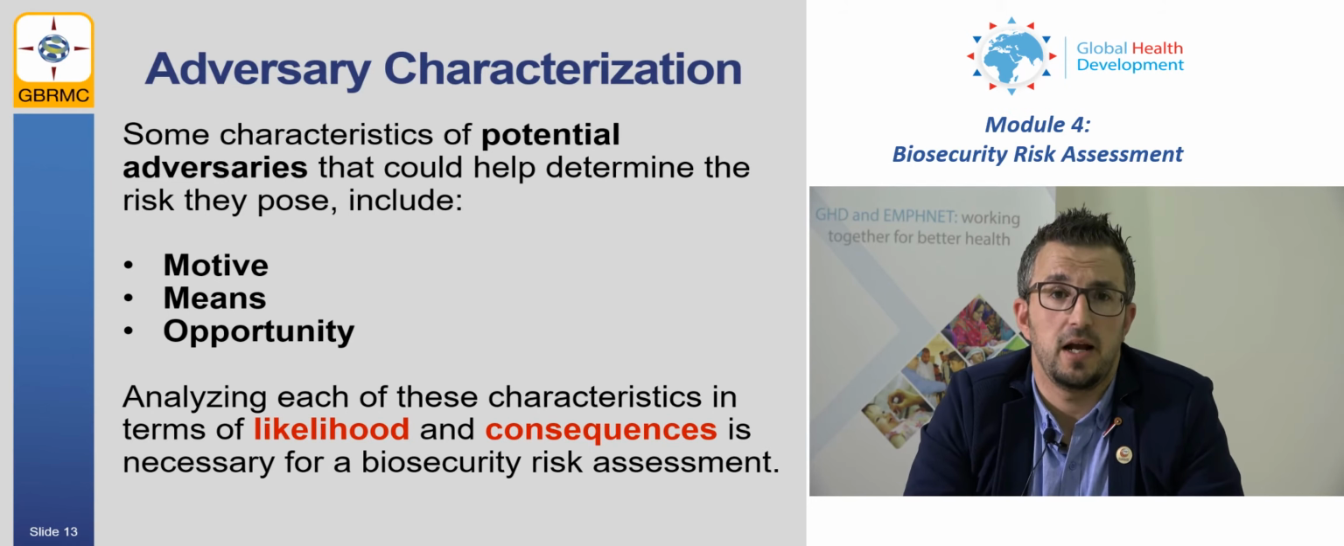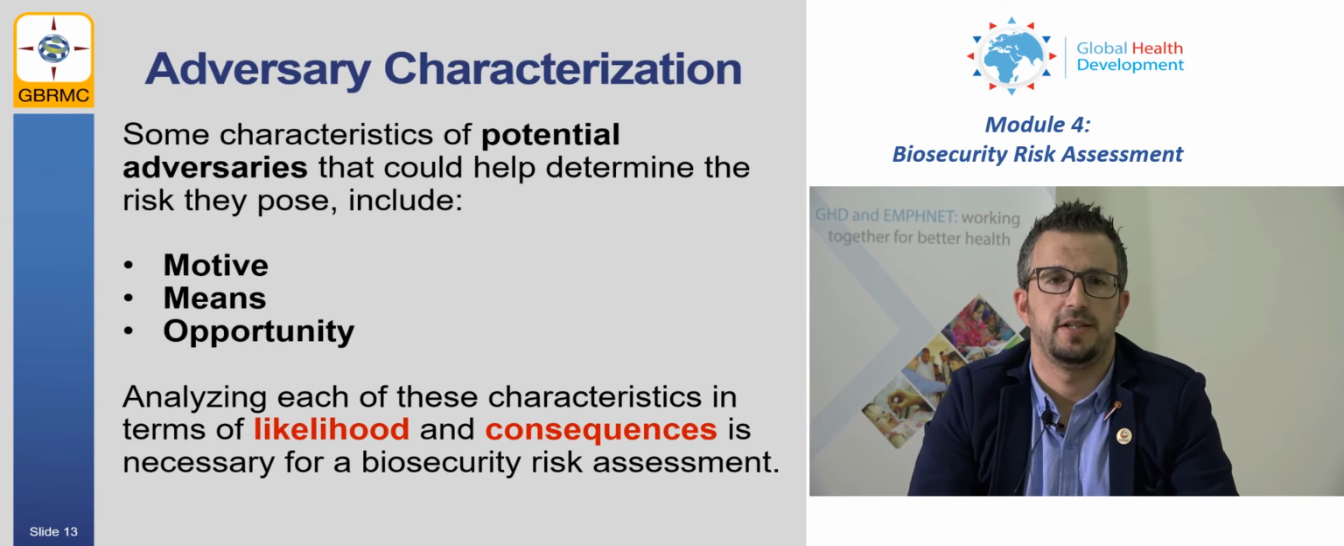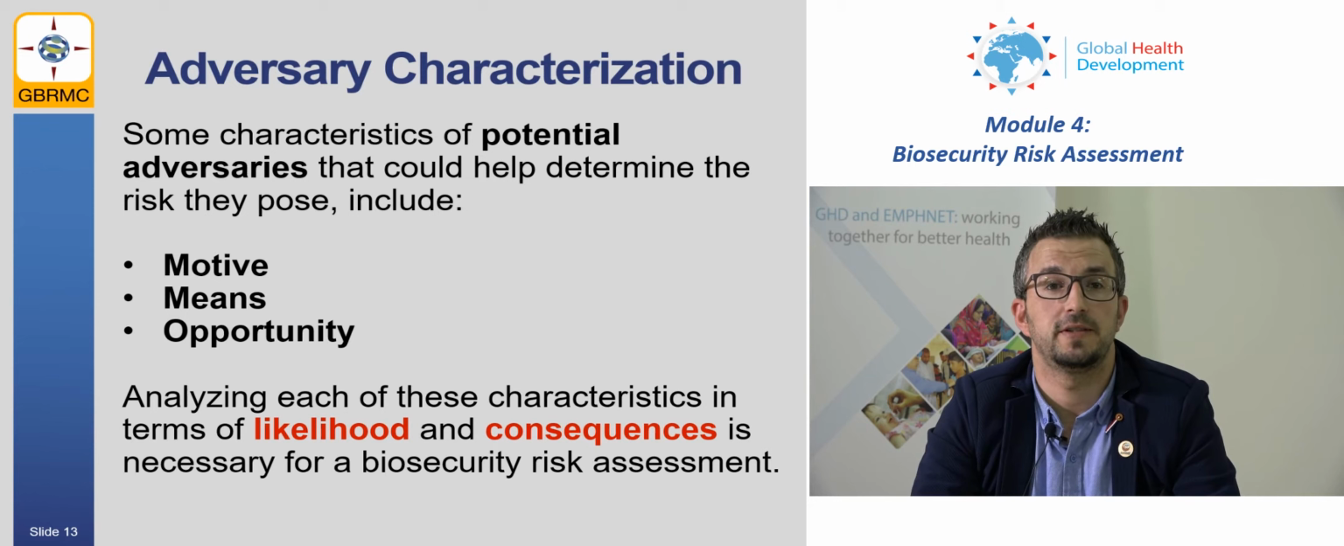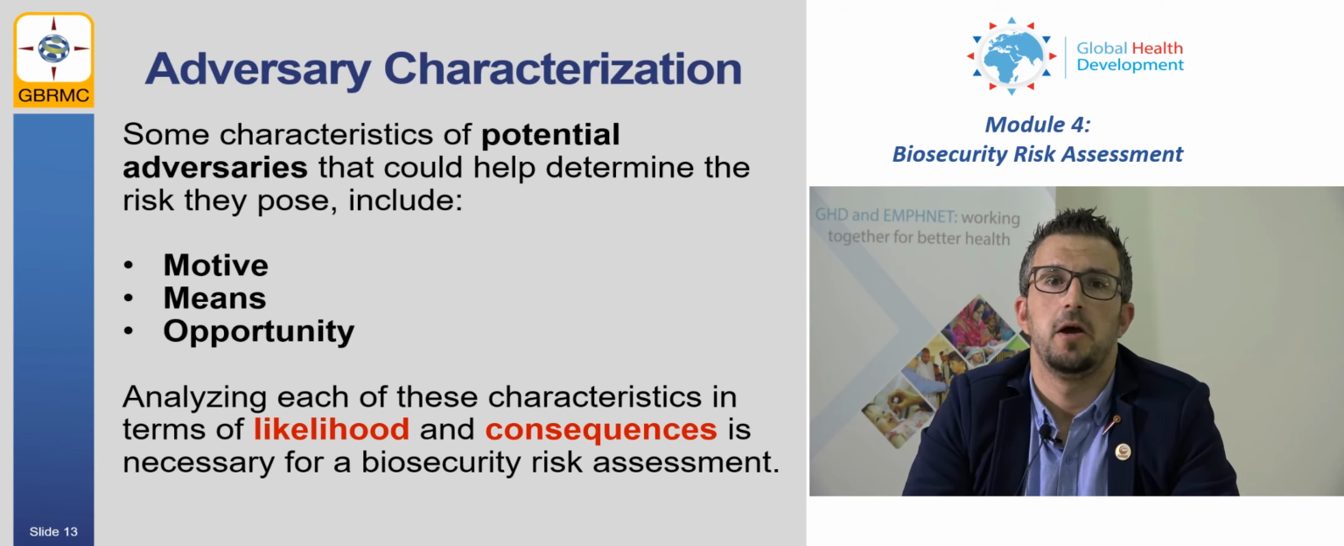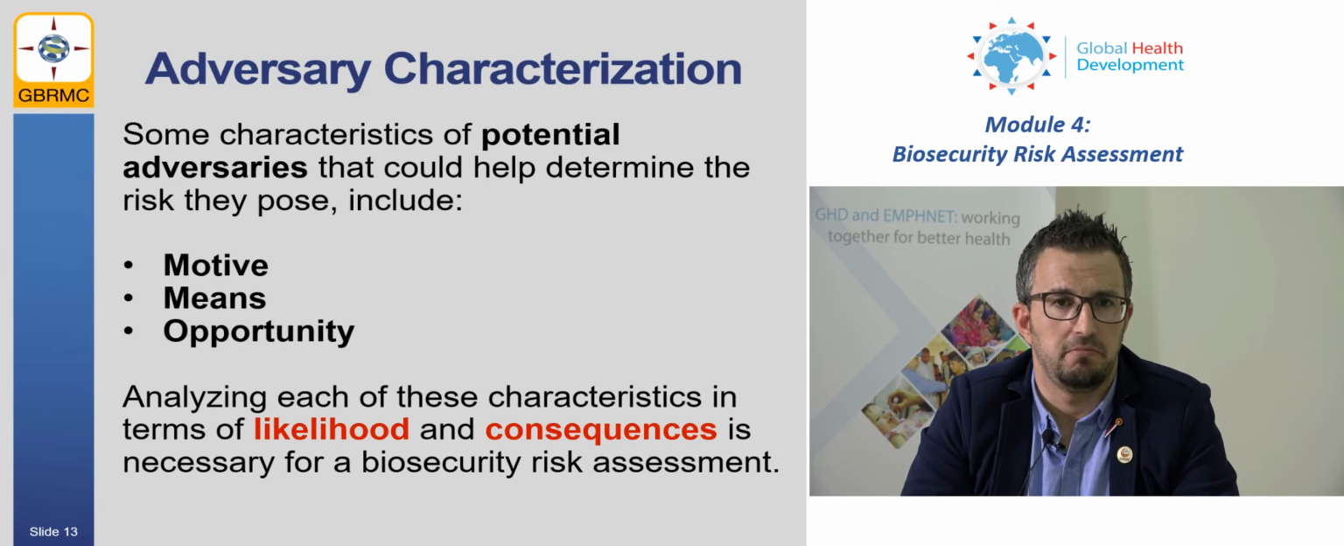And there are three major components we talk about in adversary characterization. We will talk about motives, means, and opportunity. When we talk about motives, what's the motive for this adversary to come inside the institution and attack it? Sometimes it's a political background, sometimes it's for competition reasons, and sometimes it's revenge against other people. We should have this motive in our consideration when we talk about biosecurity.